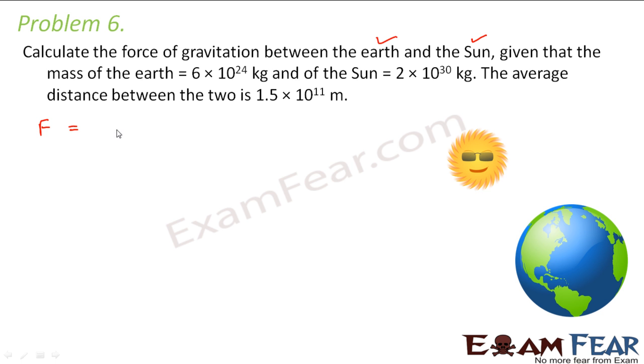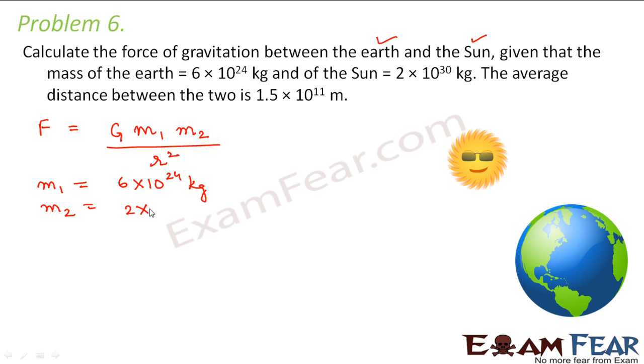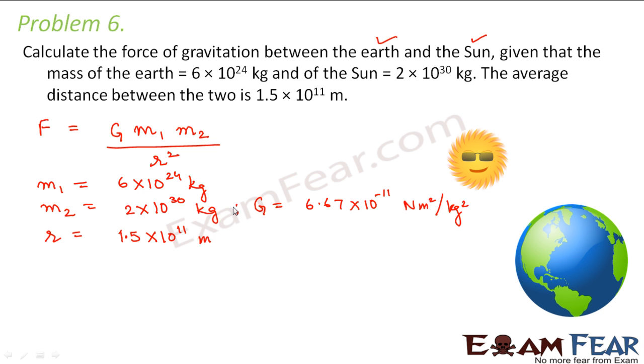So we will make use of the universal law of gravitation which says G m1 m2 by r square is equal to F. So here m1 is mass of the earth which is 6 into 10 to the power 24 kgs. m2 is mass of the sun which is 2 into 10 to the power 30 kgs. R is the distance between the earth and the sun which is 1.5 into 10 to the power 11 meters, and the value of G we already know as 6.67 into 10 to the power minus 11 Newton meter square per kg square.